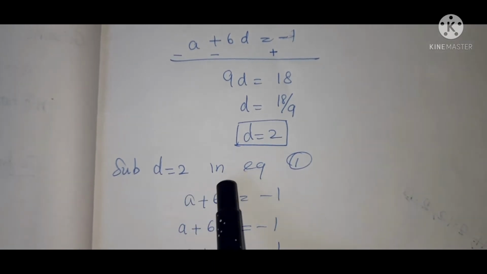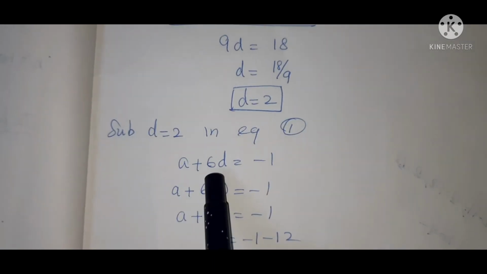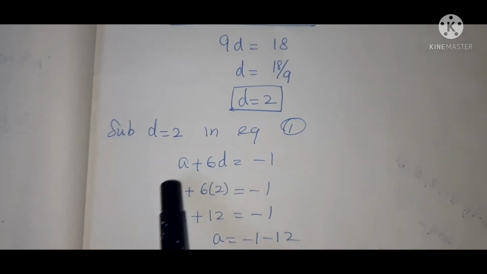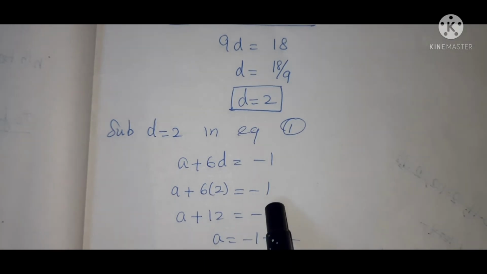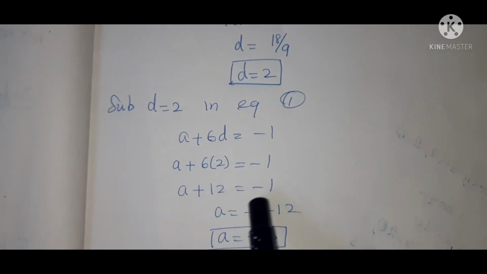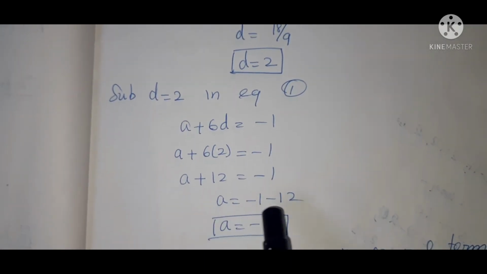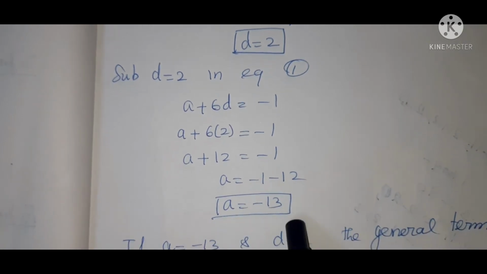Substitute d is equal to 2 in equation 1. A plus 6d is equal to minus 1, that is the first equation. A plus 6 into 2 is equal to minus 1. A plus 12 is equal to minus 1. A is equal to minus 1 minus 12. A is equal to minus 13.